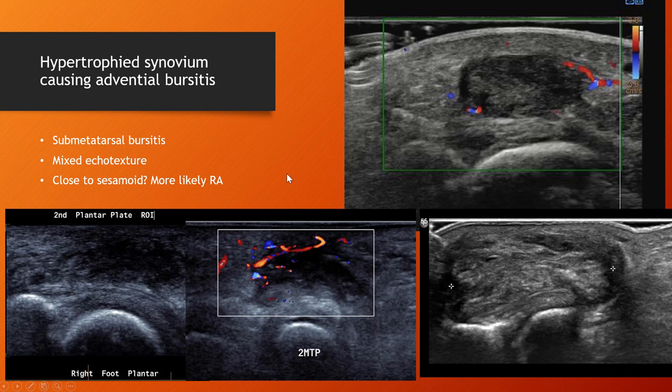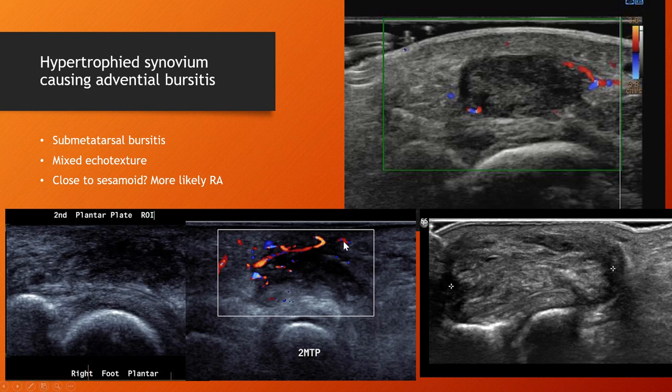So adventitial bursitis, it can exist in isolation. I won't say it doesn't. And what it represents is a hypertrophied synovium. So these two cases here were actually from a lady who had intermetatarsal bursitis and a small plantar plate tear. So it's a very common association to see this even when the cause is intermetatarsal bursitis.